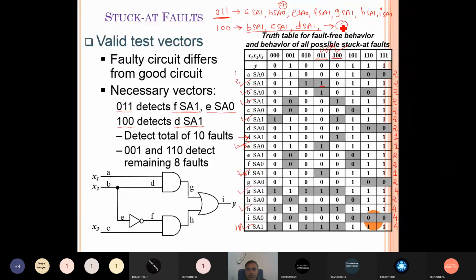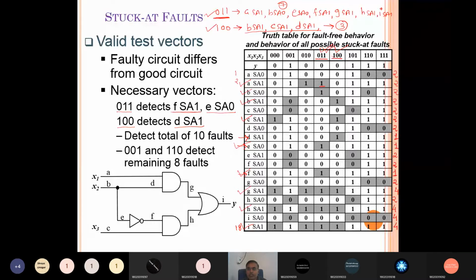So out of a total of 18 faults present, 10 faults can be detected using only 2 combinations, not requiring all 8 combinations to be applied. If you apply only these 2 combinations, then it can detect 10 faults out of 18. Up to this is clear. Now what is the process we had here?